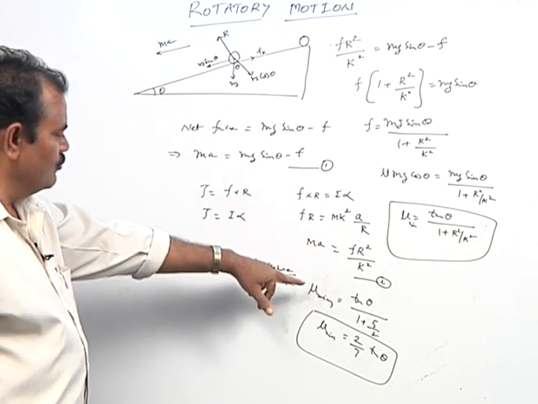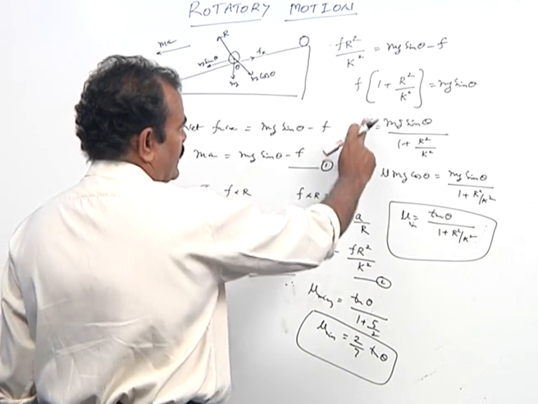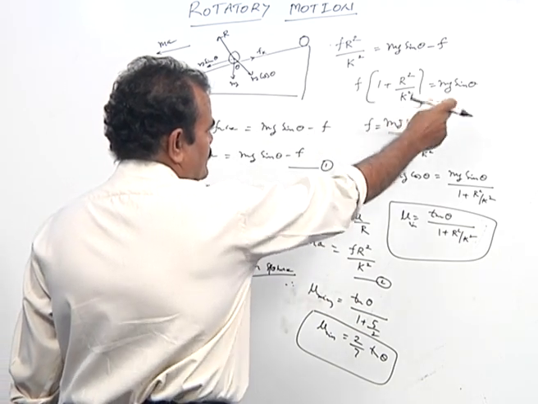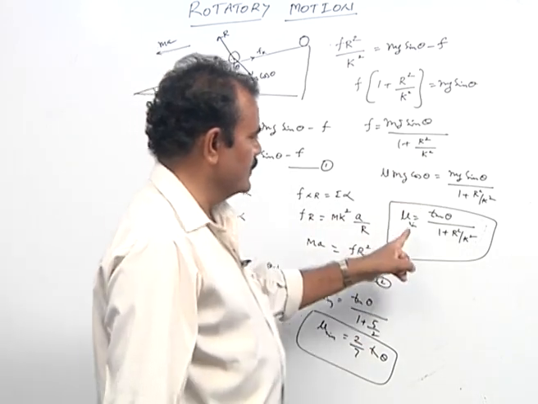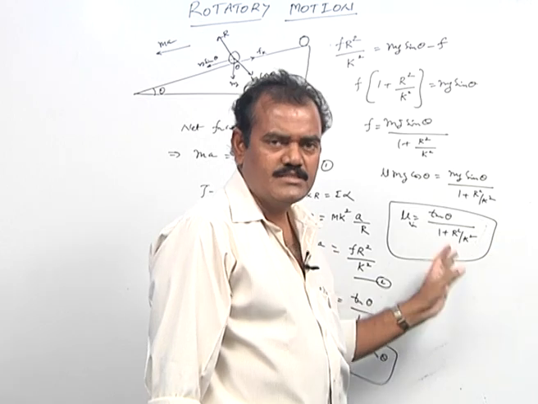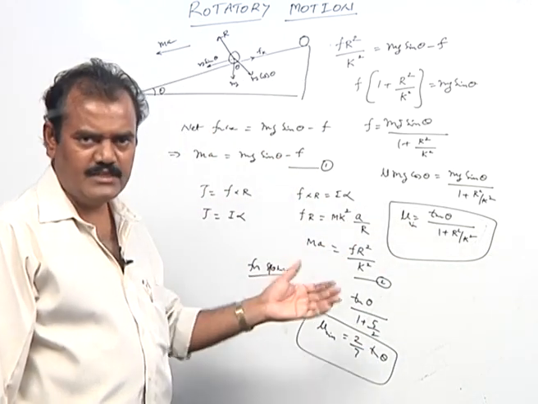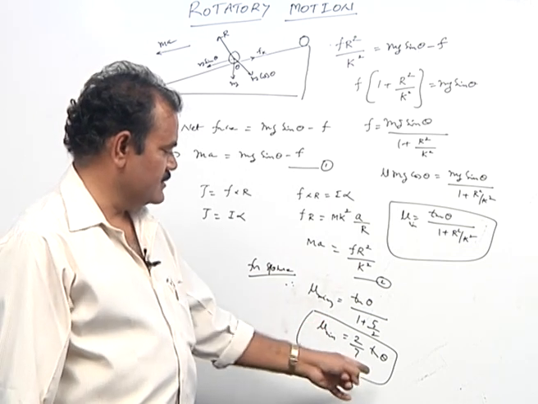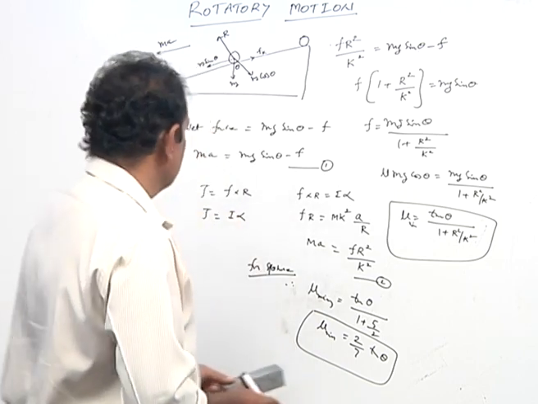From 1 and 2, you have that ma can be replaced by f r square by K square, and f of 1 plus r square by K square is this much. You are getting this answer. This is the general formula. Mu minimum is equal to tan theta by 1 plus r square by K square is the general formula. And if you apply that general formula for this present case, for the solid sphere, you are getting this answer. Mu minimum is equal to 2 by 7 tan theta. That's all. Now we can go to the second problem.